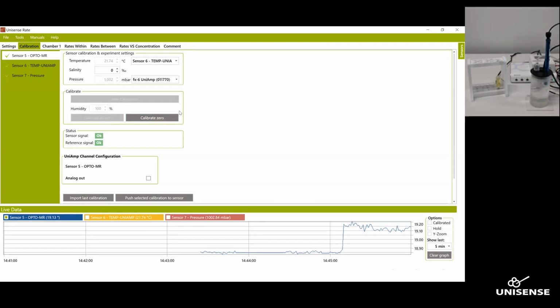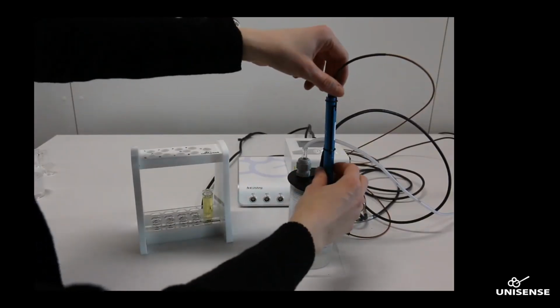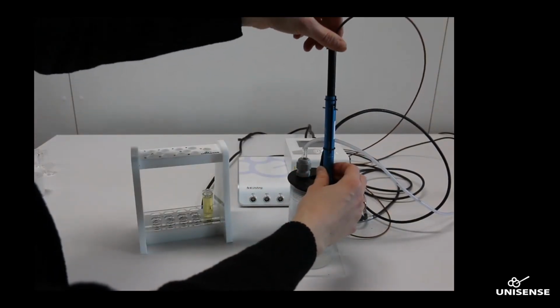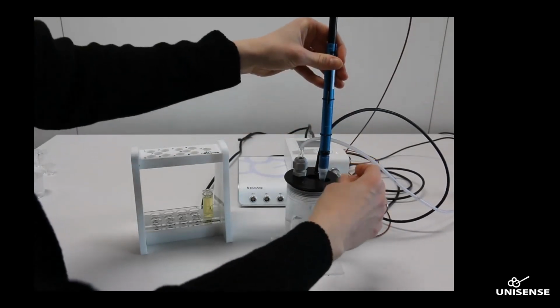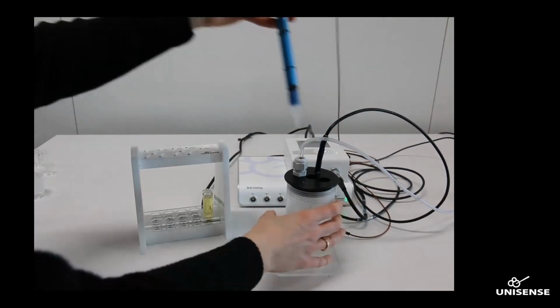Good. Then I'm asked to calibrate 0. This means that we are going to calibrate in a solution without any oxygen in it. So I will just retract the sensor tip so it's in a safe position. Yeah, can leave the calibration chamber.